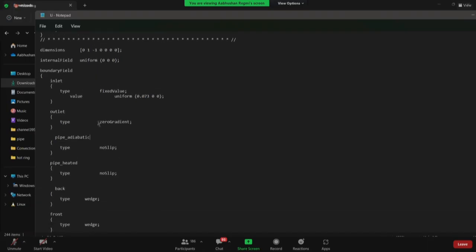Now at outlet, we are giving zero gradient boundary condition, and at pipe adiabatic and pipe heated, which is the wall, we are providing no slip boundary condition. And similarly to other cases, at back and front, we are giving wedge boundary condition.